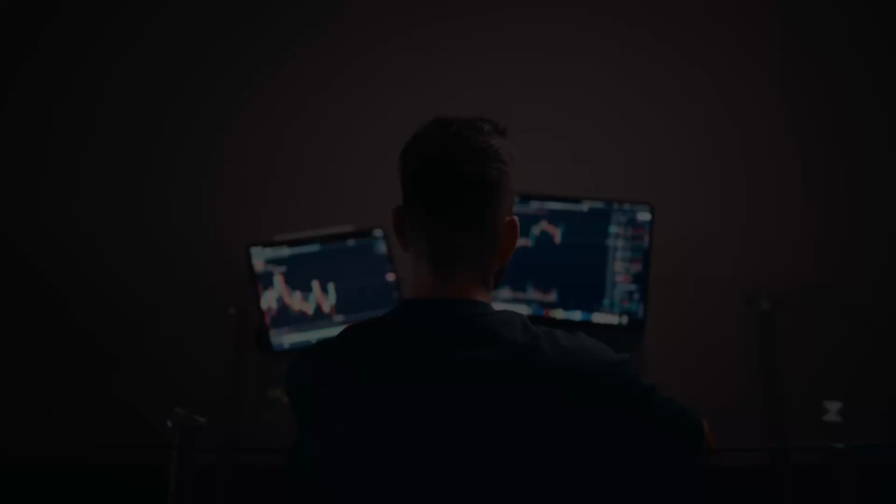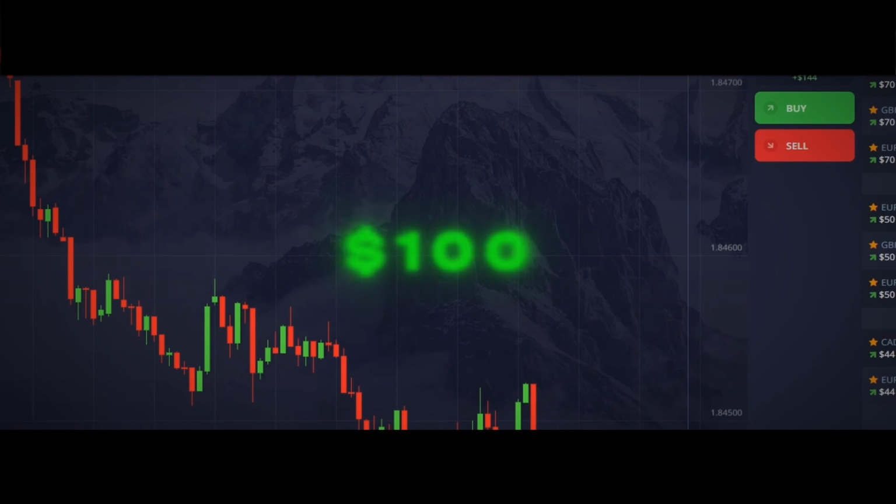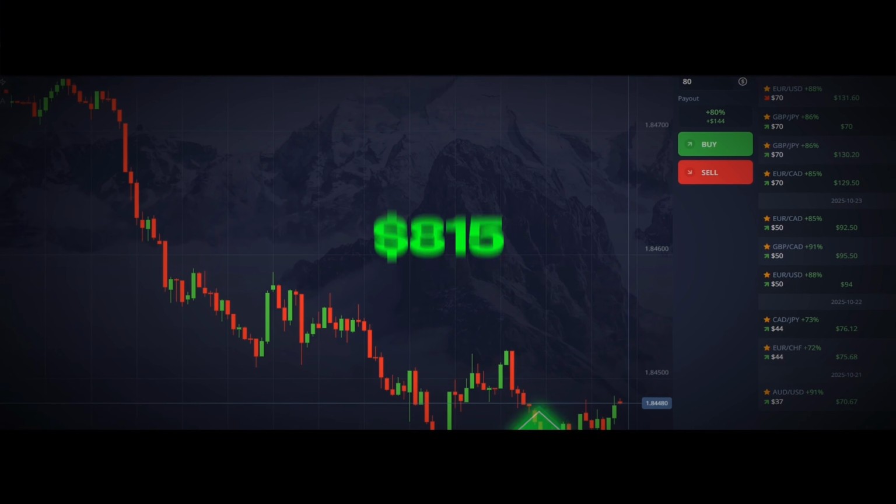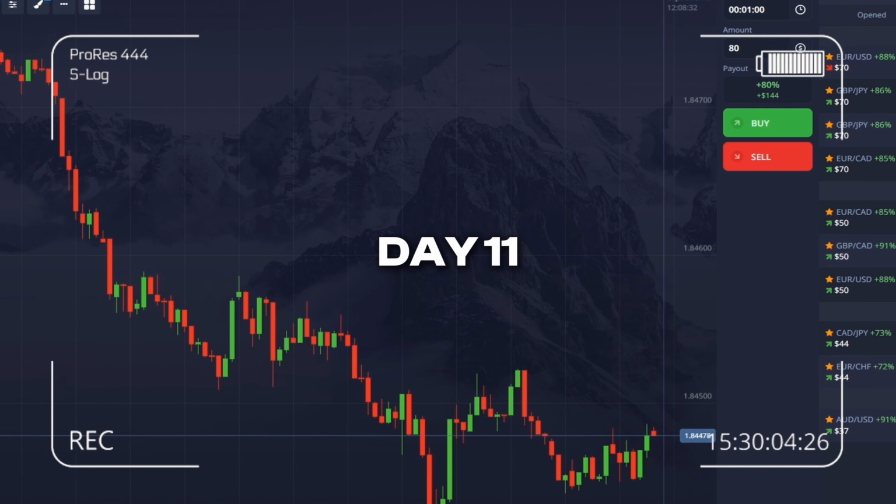Hello traders, this is day 11 of my 1 minute Pocket Option trading challenge. I started this challenge with $100. Now after trading for 10 days, I'm standing at $815. Let's see where we can reach today.